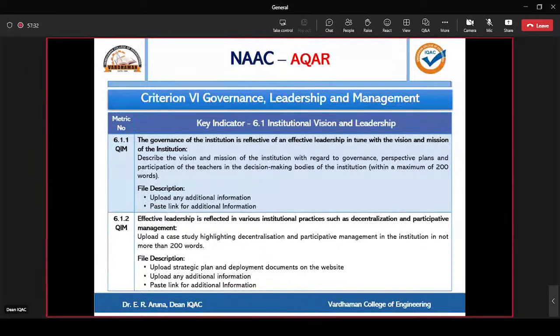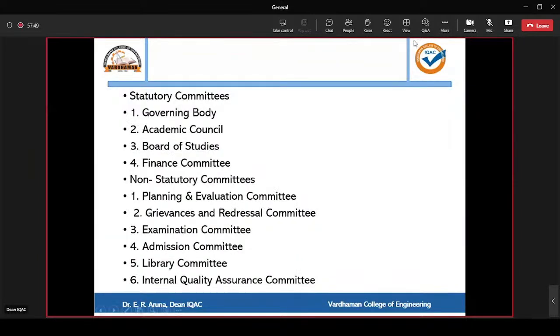And let me show you the few committees where people like principals, deans, controller of examinations, associate deans, and HODs, and other senior faculty are going to be involved and formulate the rules and regulations, academic development, and all co-curricular and extracurricular activities. So here I'm presenting the statutory committees: the governing body, academic council, board of studies, and finance committee. So these are the statutory committees.